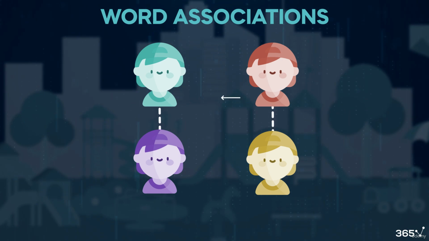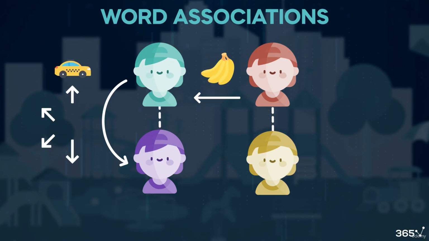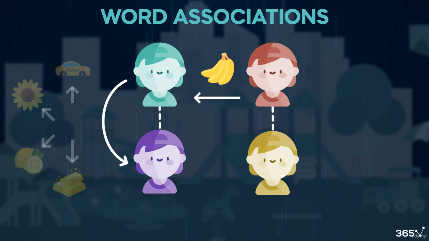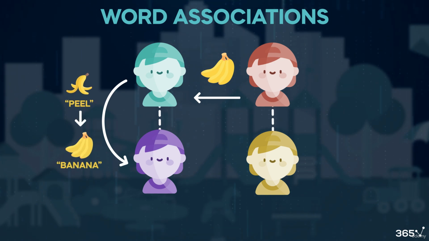For instance, if I hear banana, I might say yellow to my teammate. But yellow can be associated with many things, including taxis, sunflowers, lemons, or gold. So while there's a possibility that my teammate might guess banana from the word yellow, it's not the most likely outcome. Using the word peel could improve accuracy, since peel is more often associated with the word banana than yellow. There are many yellow things, but peel is frequently linked with banana. Perhaps there are even better associations than peel, right?